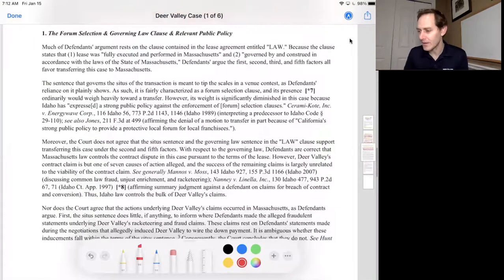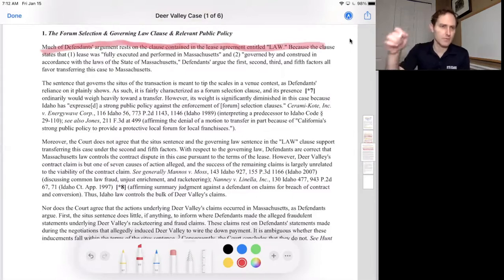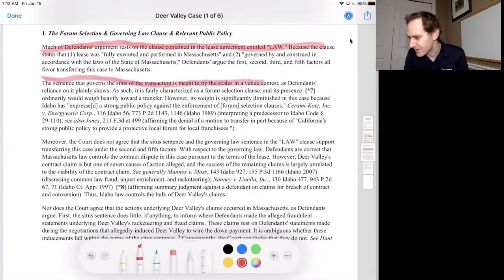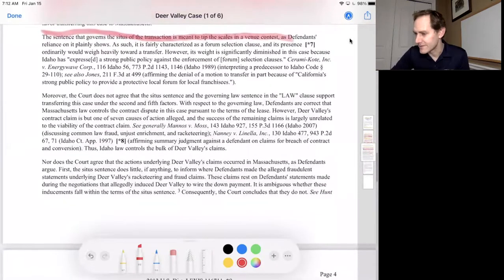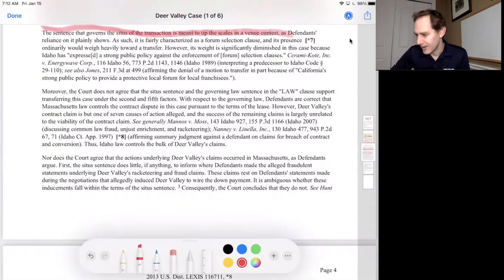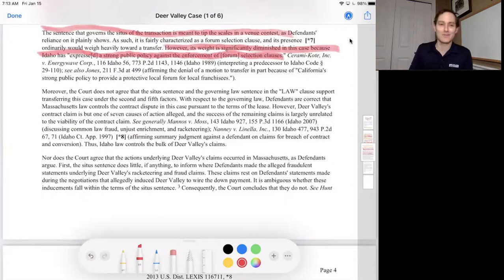Yeah, much of defendant's argument rests on the law clause in the lease agreement that we talked about earlier, saying Massachusetts. Yeah, the sentence that governs the suit of the transaction is meant to help tip the scales in a venue contest, as defendants' reliance on it plainly shows. Okay? However, its weight is significantly diminished in this case because Idaho has expressed a strong public policy against the enforcement of forum selection clauses.